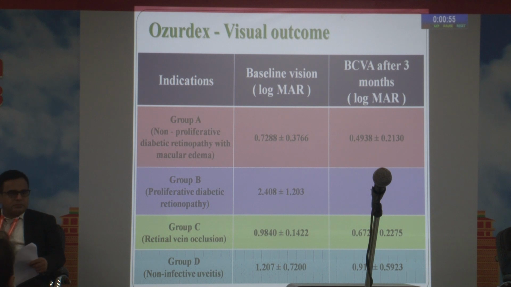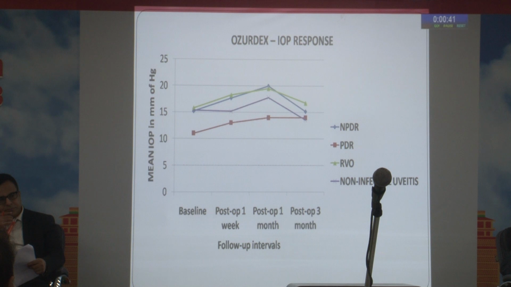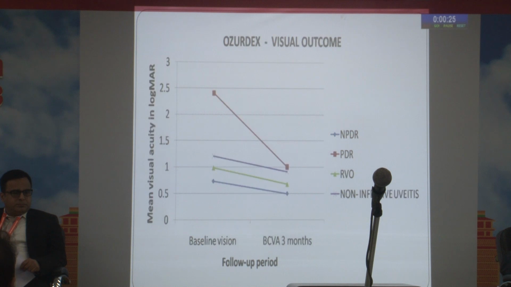All 4 groups showed a significant visual acuity improvement after the end of 3 months. This is the graph depicting that the majority of the cases belonged to non-proliferative diabetic retinopathy, and the graph represents a peak in the post-operative first month, and the IOP returned to baseline after the third month. Central foveal thickness also showed a maximum reduction in all four groups. Visual outcome was comparatively good in all four groups.